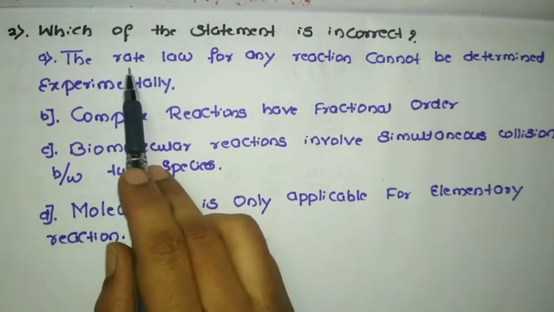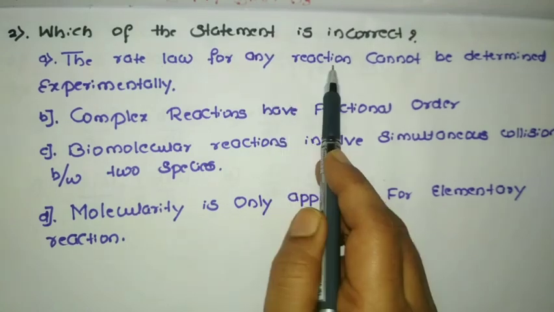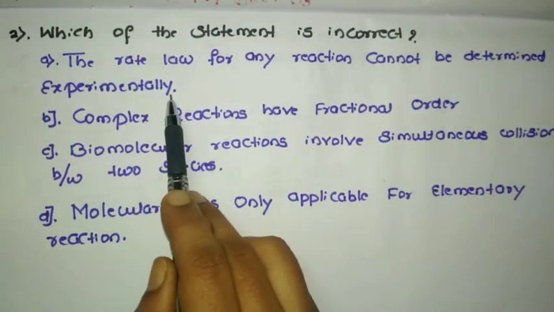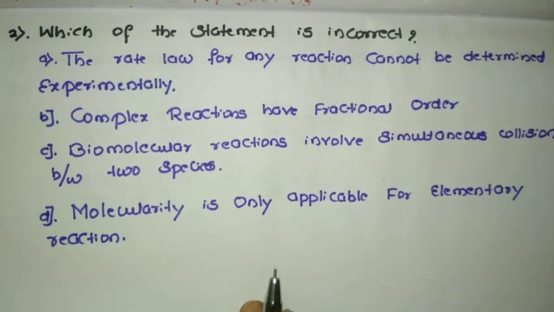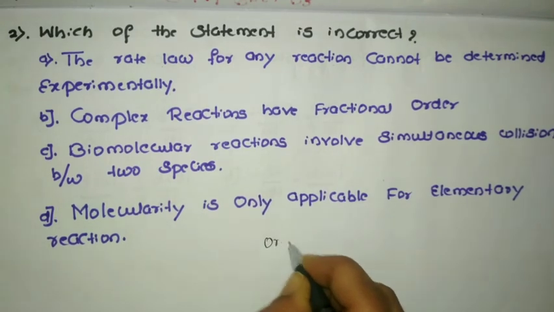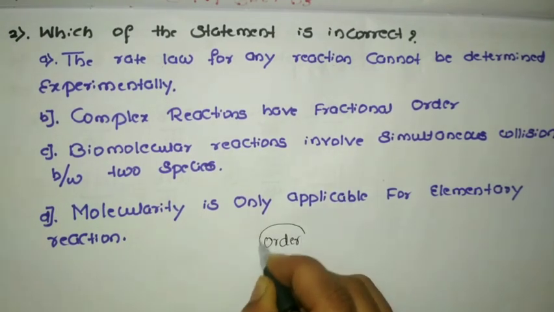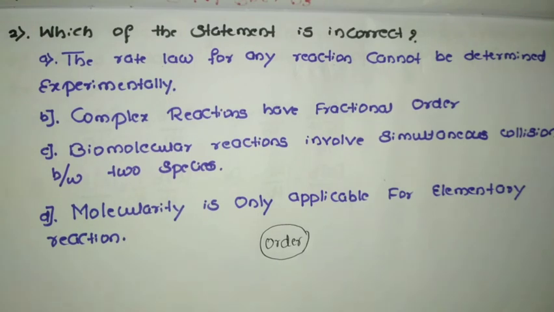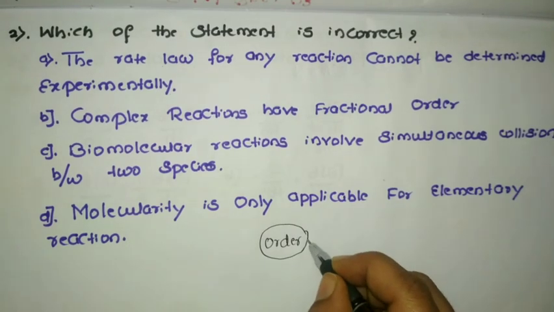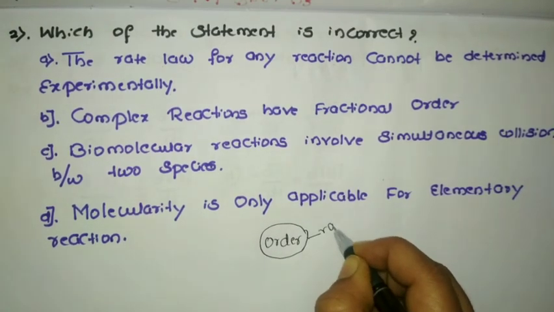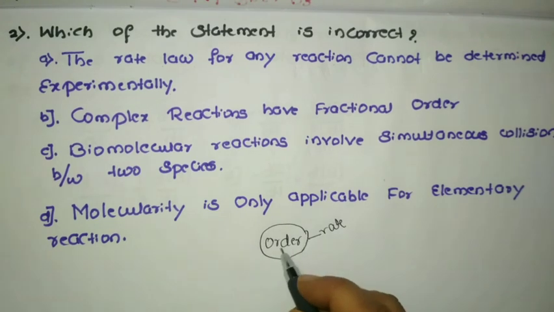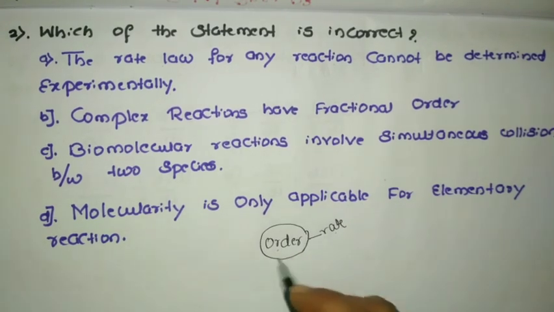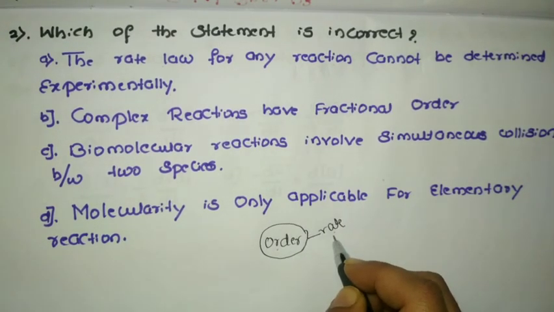Okay, what they are telling is that the rate law for any reaction cannot be determined experimentally. So one point we need to consider. We have studied the order of a reaction, right? This order of a reaction can be calculated by the experimental method, not the theoretical. Even by this order we can calculate the rate, right? So the rate of a reaction can be calculated by the experimental method also.